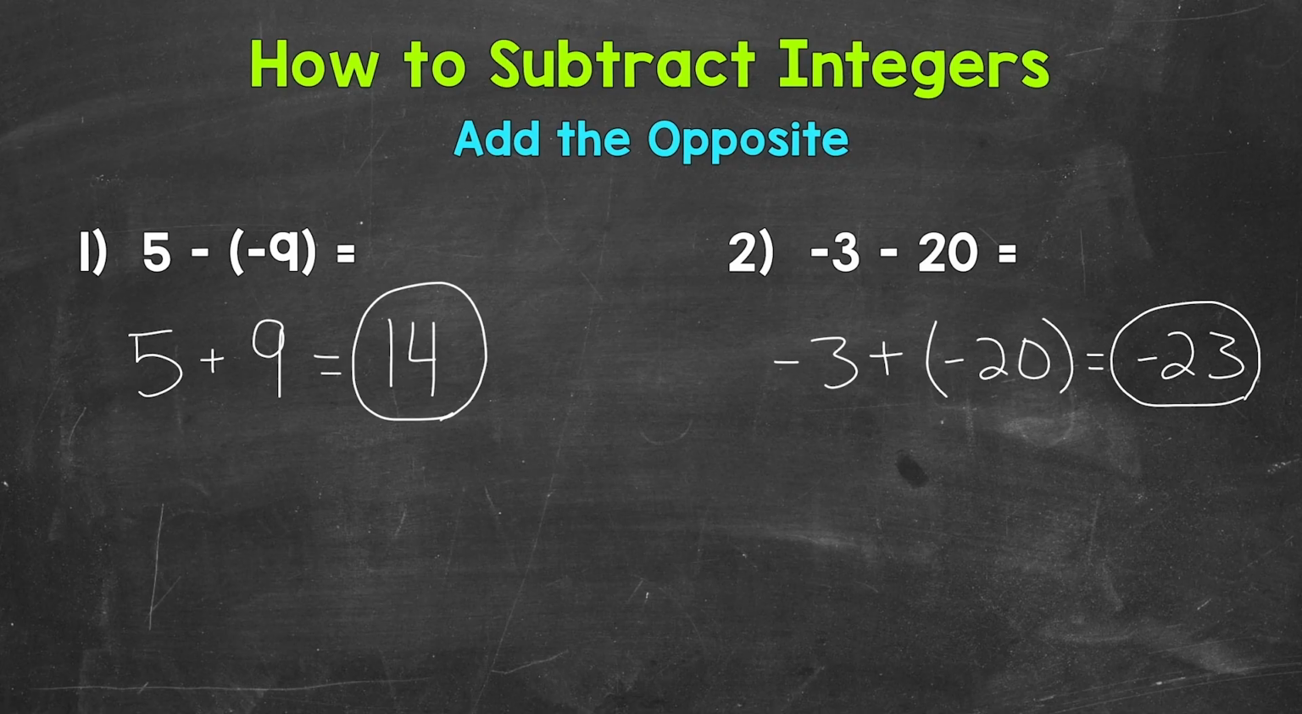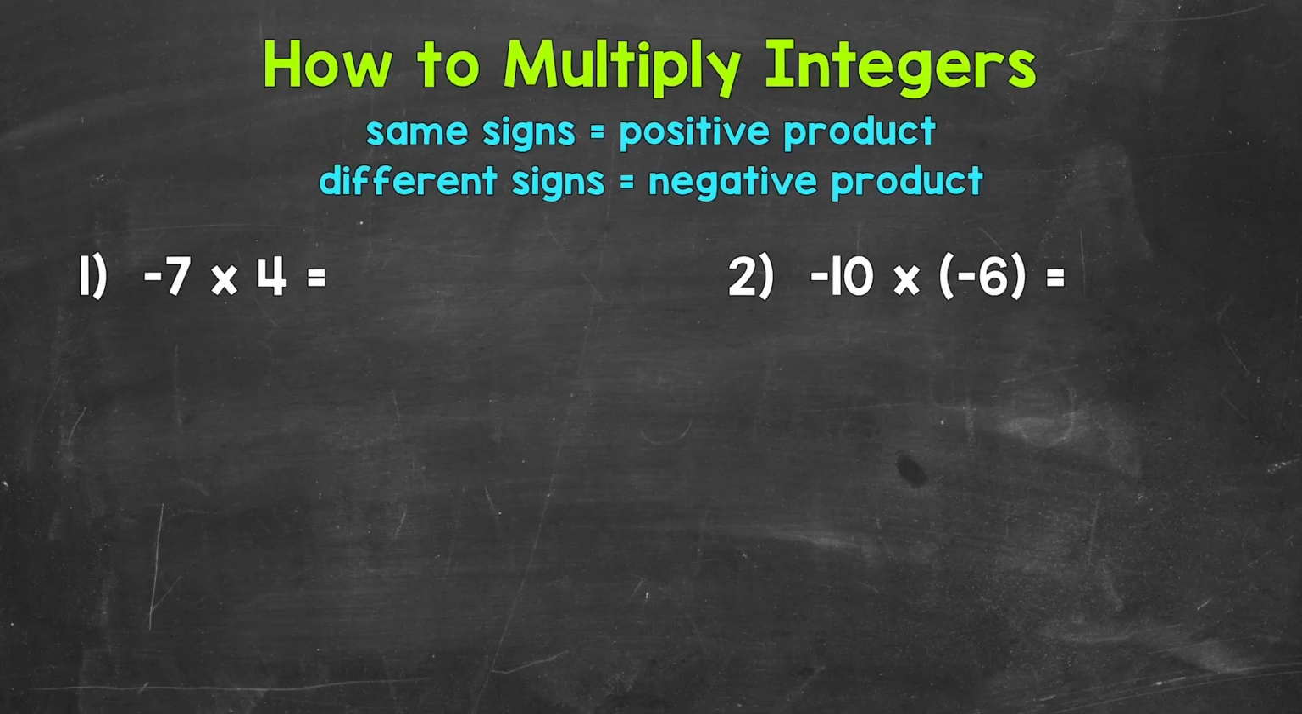Let's move on to multiplication. Here are our examples for multiplying integers. Let's jump into number 1, where we have -7 times +4. We have a negative times a positive, so we are working with different signs. Now, when we're working with different signs, this tells us our product, the answer to a multiplication problem, will be negative. So -7 times 4.